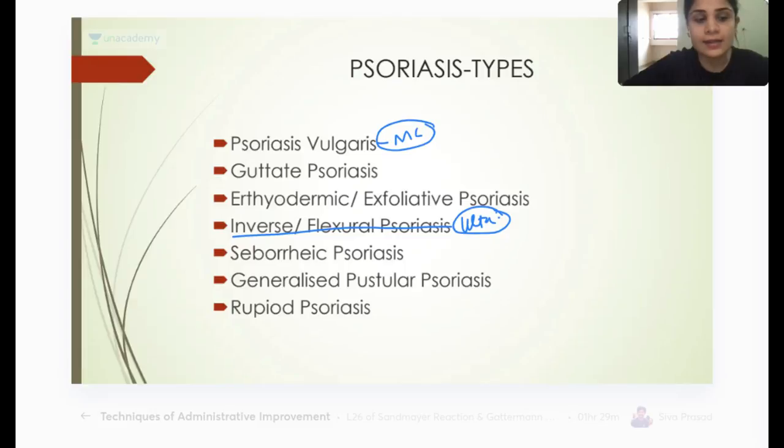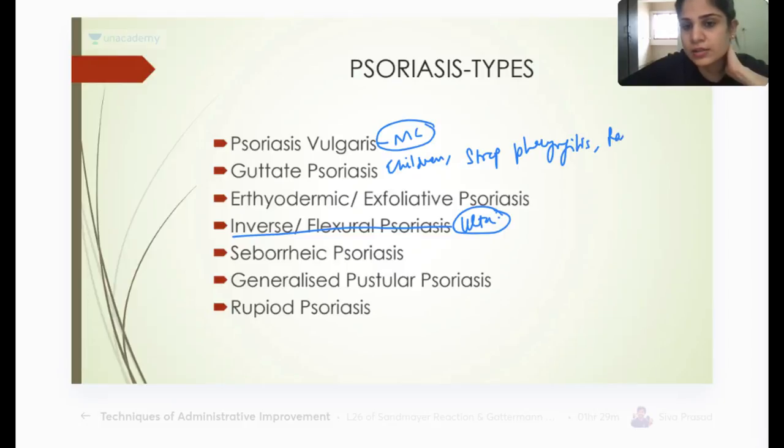After that, what is the type of psoriasis which is seen in children, where the lesions look like raindrops, and usually the psoriatic lesions will come after the child gets a streptococcal pharyngitis? Very good. That is called your guttate psoriasis. So guttate psoriasis is seen in children. It is usually after an episode of strep pharyngitis, and the lesions are like raindrops. So they are also called raindrop lesions.